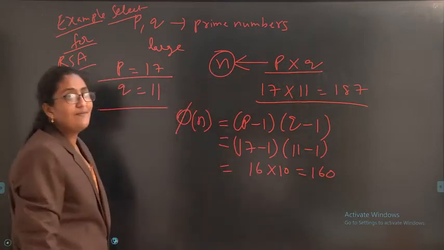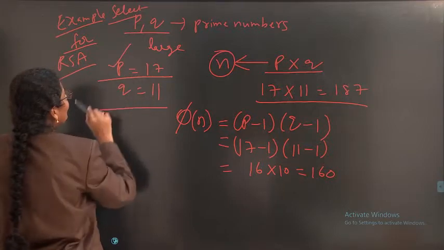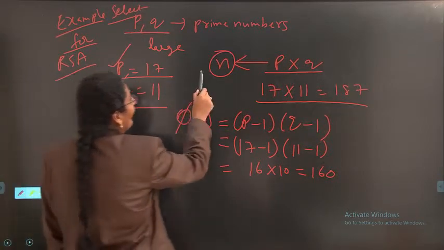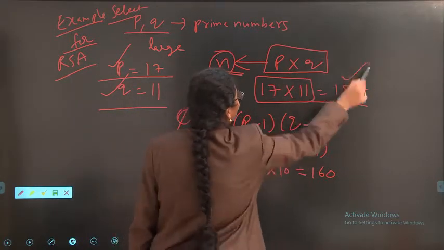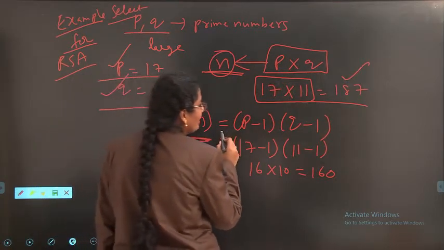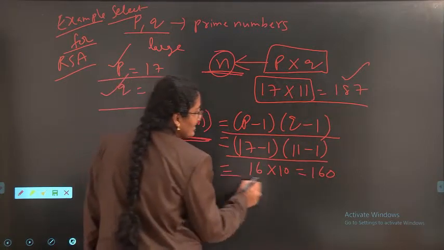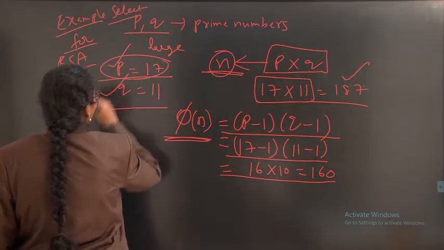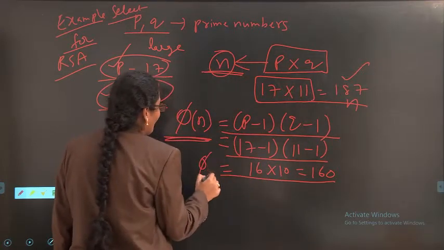So what are the two steps? First we want to select P and Q, two large prime numbers. P value is 17, Q value is 11. I only selected. This is the example for RSA. Now N is an integer, N is nothing but P into Q. So 17 into 11, 187. Next is pi of N. What is pi of N? Pi of N formula is P minus 1 into Q minus 1. So 17 minus 1 into 11 minus 1. So 16 into 10, 160. So what we got now? We have the P value 17, Q value 11, N value 187, pi of N value 160.